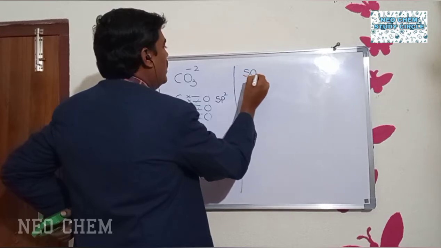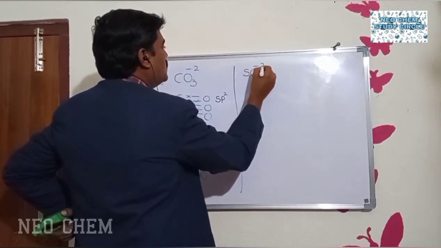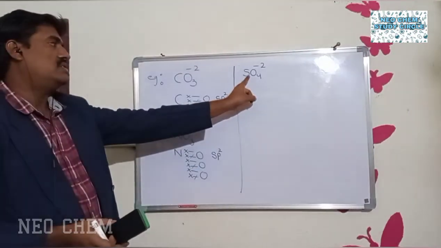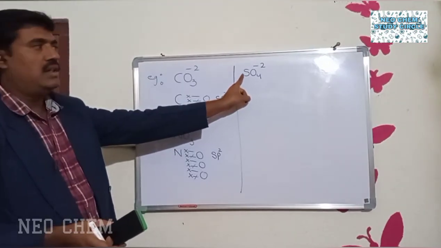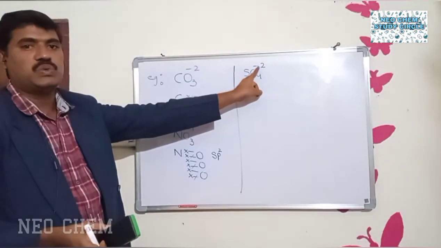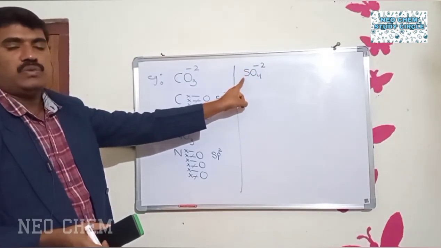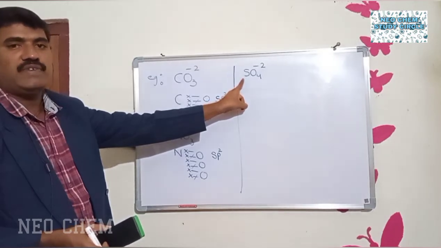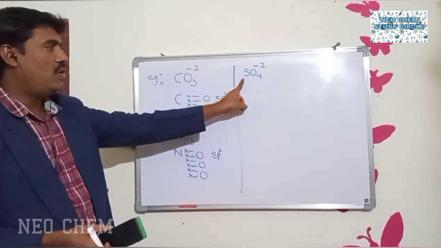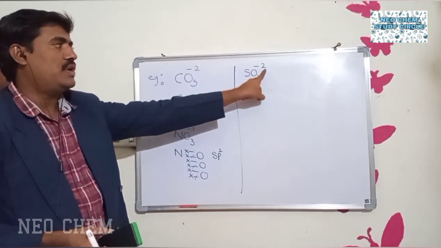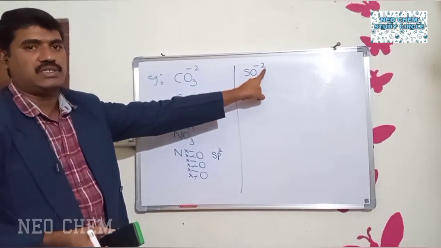SO4 minus 2, sulfate ion. In this ion, the central atom is sulfur, which is carrying minus 2 charge. Actually, sulfur belongs to 6th A group, so it should have 6 valency electrons, but now it should have 8 valency electrons due to the presence of 2 negative charges.